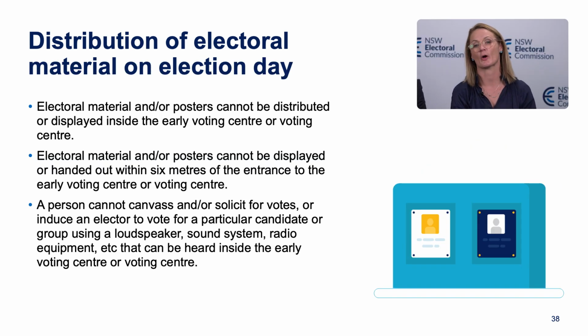Electoral material and/or posters cannot be distributed or displayed inside an early voting centre or voting centre on election day. Electoral material and/or posters cannot be displayed or distributed within 6 metres to the entry of a voting centre or early voting centre. A person cannot canvass and/or solicit for votes or induce an elector to vote for a particular candidate using a loudspeaker, sound system, or radio equipment that may be heard inside an early voting centre or voting centre.